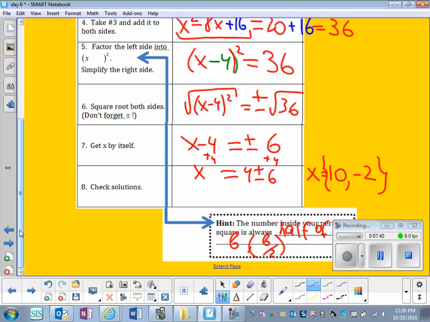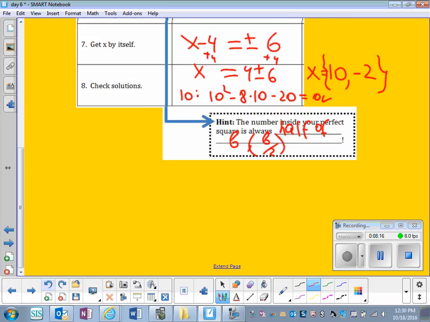So 10. I'll just look at my original equation and plug in 10. So I'm checking the solution 10. 10 squared minus 8 times 10, minus 20. We can use a calculator or do it in our head. 10 squared is 100, minus 8 times 10, 80. That gives me 20 minus 20, 0. Solution checks out, right?